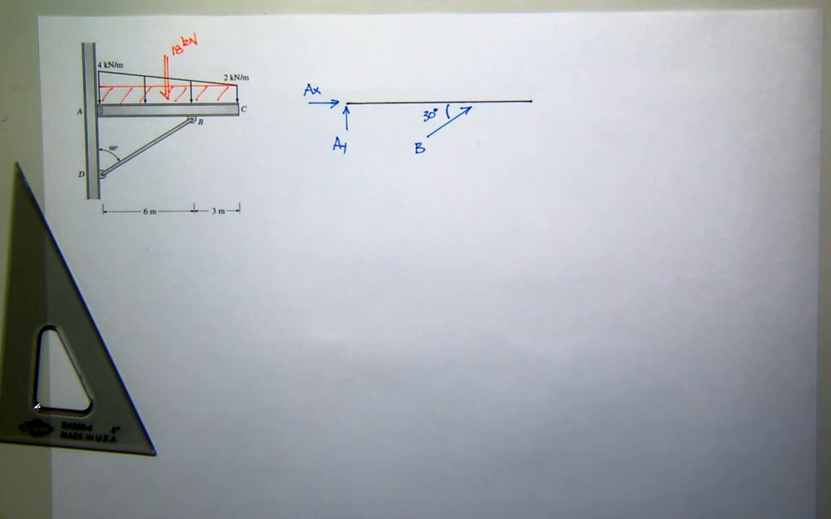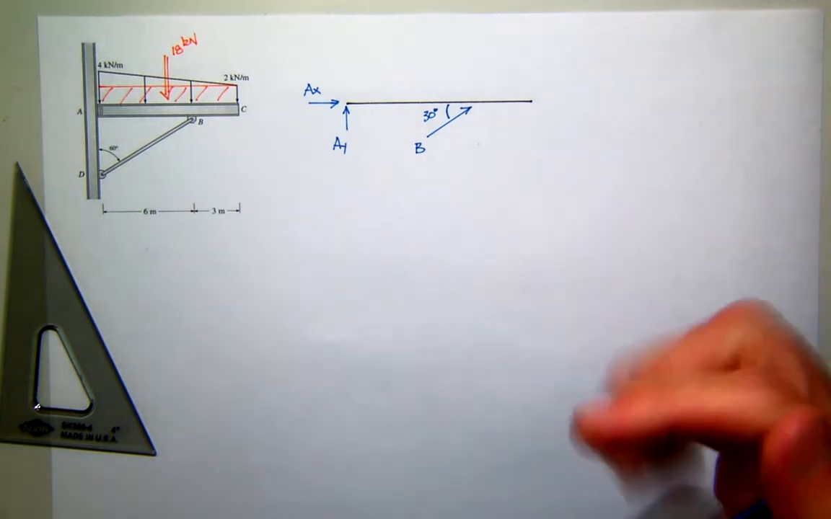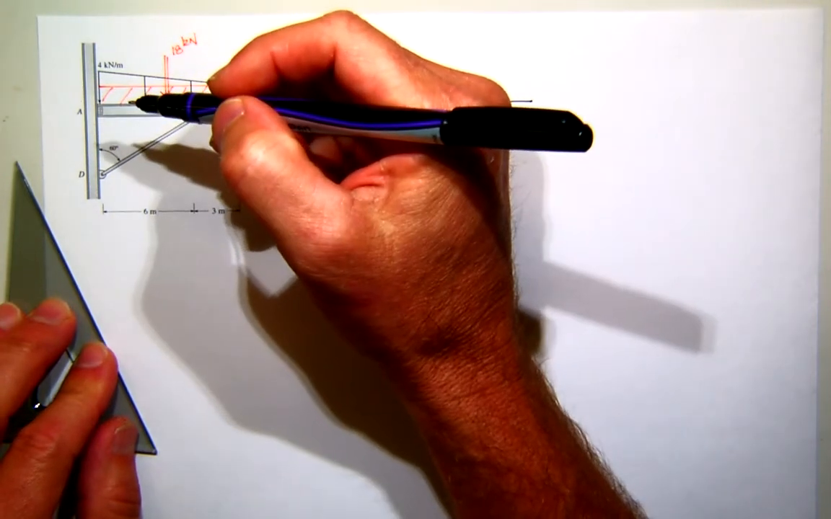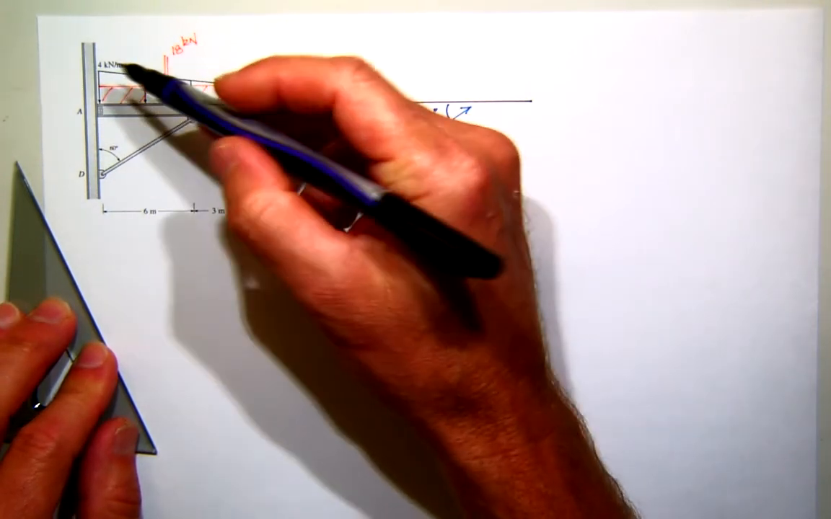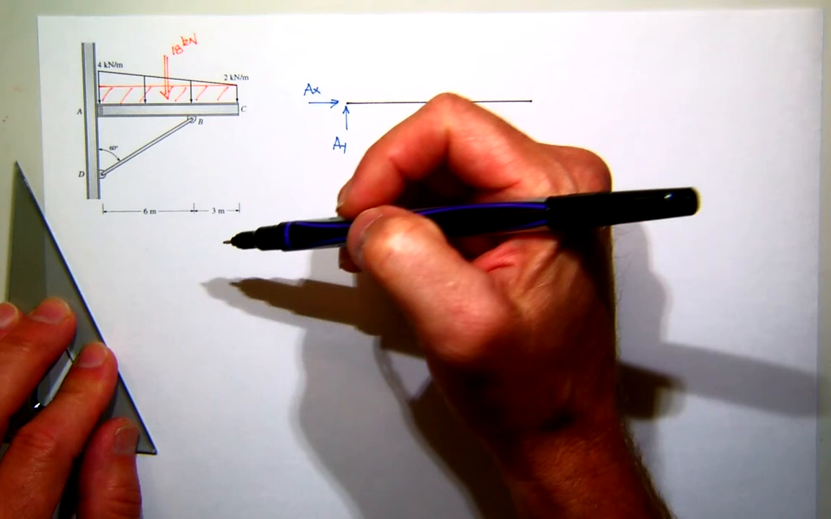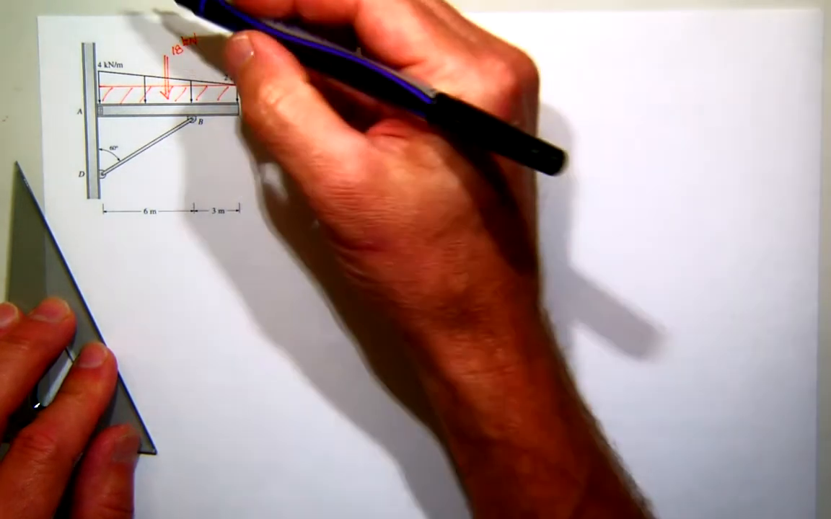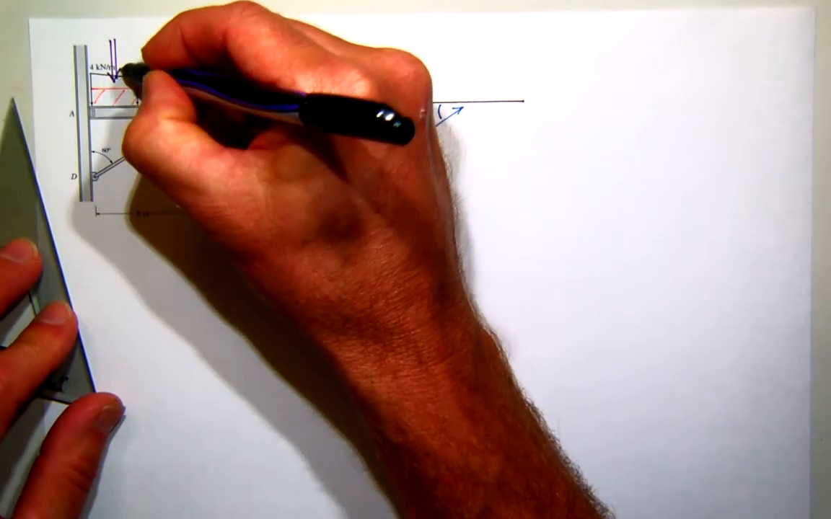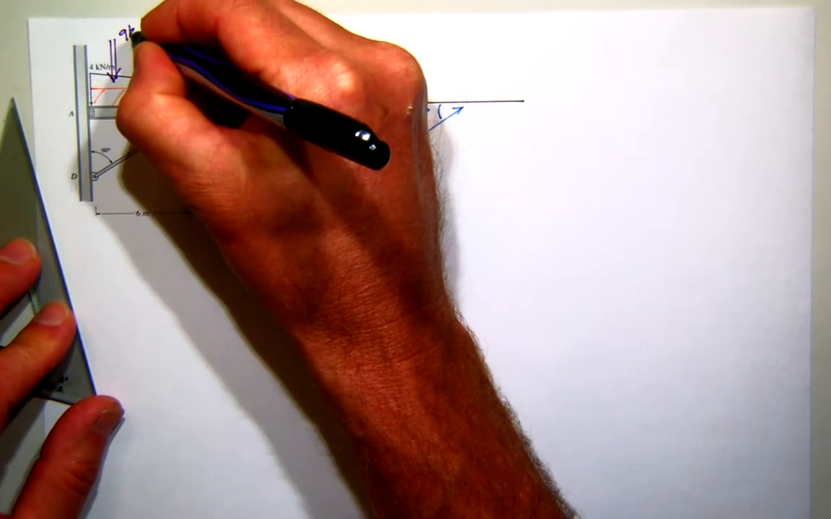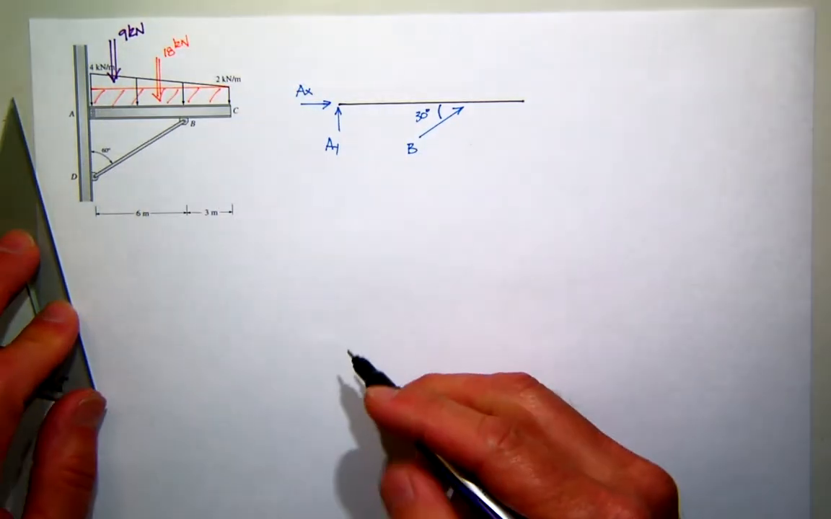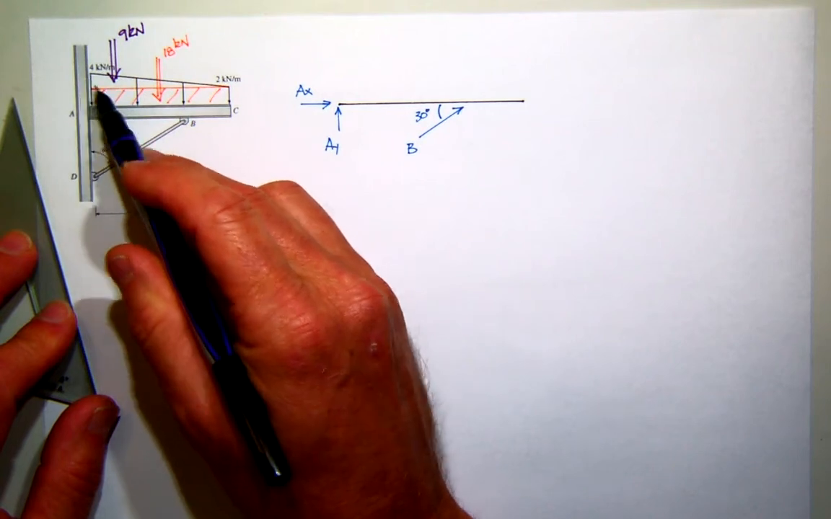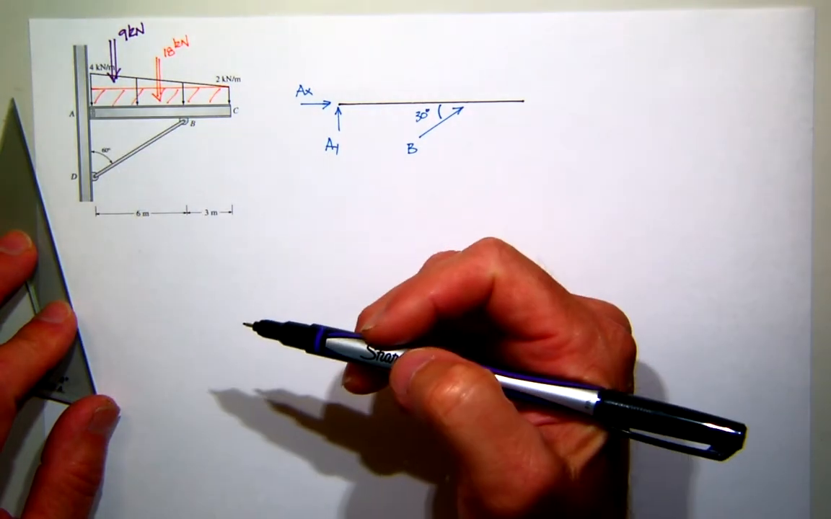Okay? Now, what about the triangle part? Well, the area of a triangle is 1/2 base times height. What's the height over here? It's not 4. It's 2. So 1/2, 2 times 9 is 9. And that happens in the centroid of the triangle, which is 1/3 the distance from the big end. 1/3 of 9 is 3.